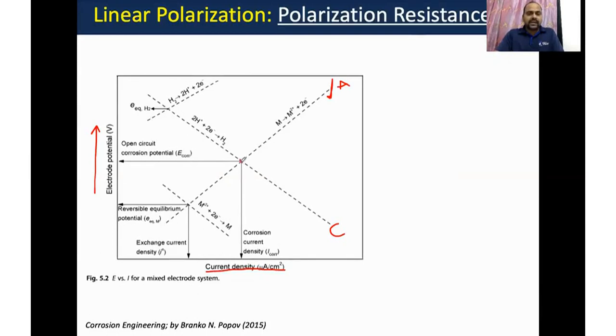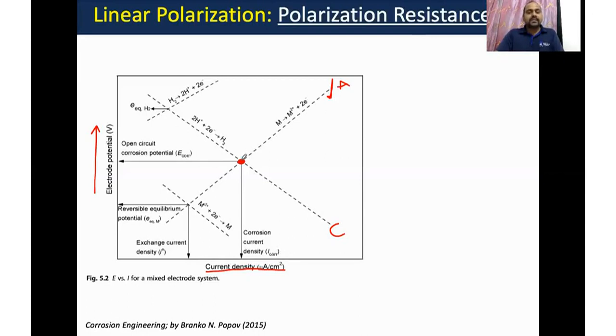density I0. Similarly, in this case, the reaction is 2H plus plus 2 electrons giving H2. But here H2 can form from 2H plus plus 2e. So that is another E equilibrium for H2, and this is E equilibrium for the metal. So this is the one reaction which can basically explain both of your electrodes.